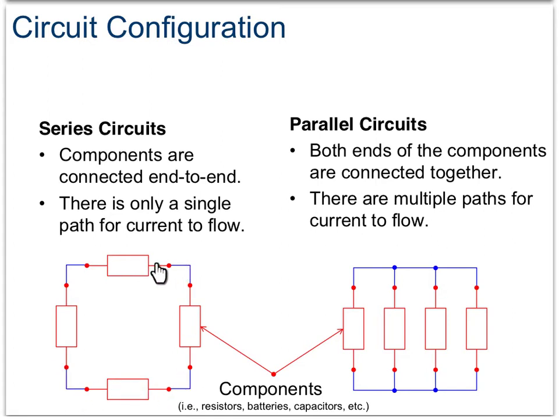The biggest difference you'll see is that in a series circuit, if I remove one of these items, my path cannot reach back to its original destination. There wouldn't be a complete path. In a parallel circuit, if I remove one of these items, I could still have a complete path for the other items that are in here, except for the one that I removed.